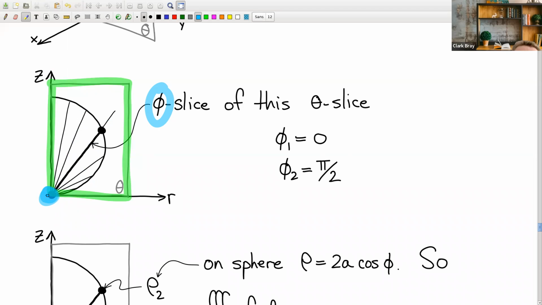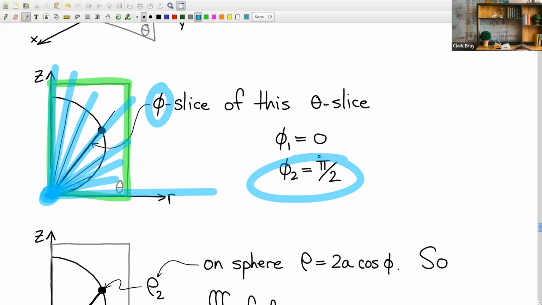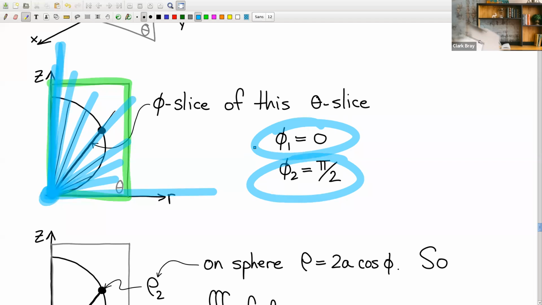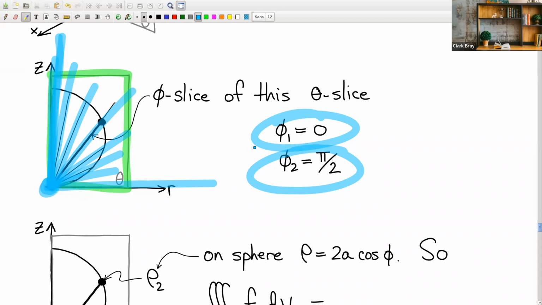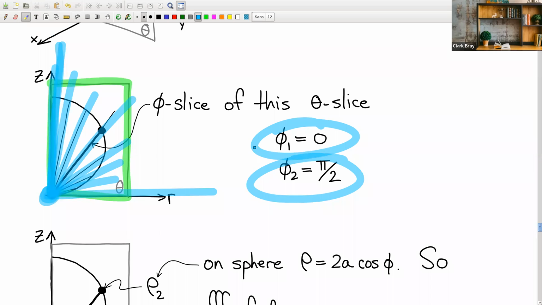So phi slices actually kind of go like this. And your very last one is going to be at pi over 2 after your very first one, of course, being at 0. So 0 to pi over 2. Everybody see that? Now, there's a lot of just got to see the picture going on here. Okay. All right.